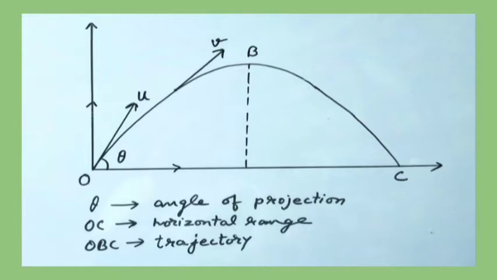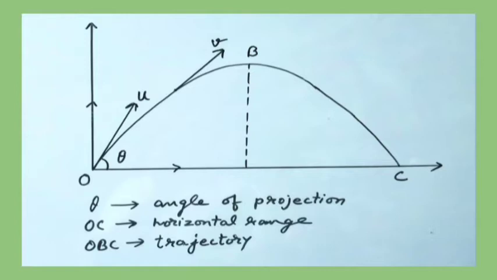Projectile motion is an example of motion in a plane. A projectile is an object thrown with some initial velocity and allowed to move in two dimensions under the influence of gravity alone. Projectile motion is a two-dimensional motion. Therefore, two coordinates are required to specify the position of the projectile at any instant of time.